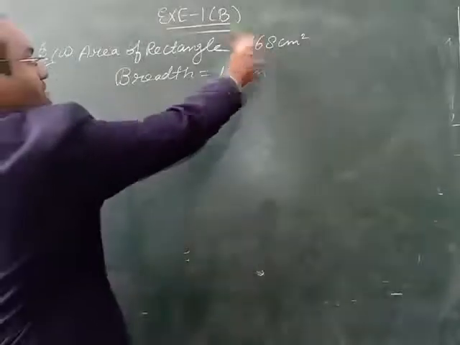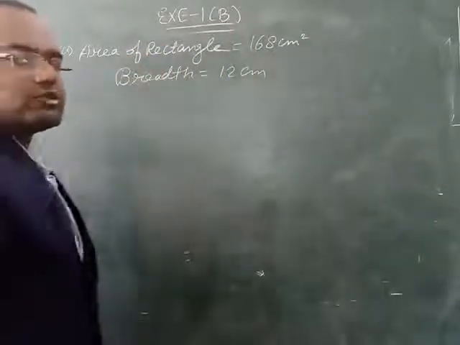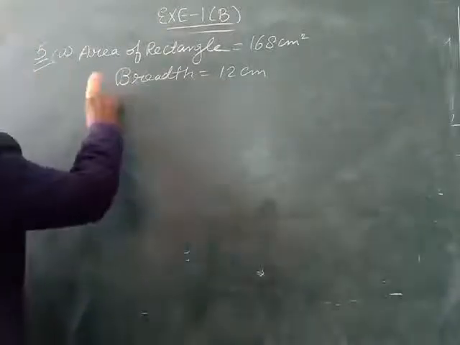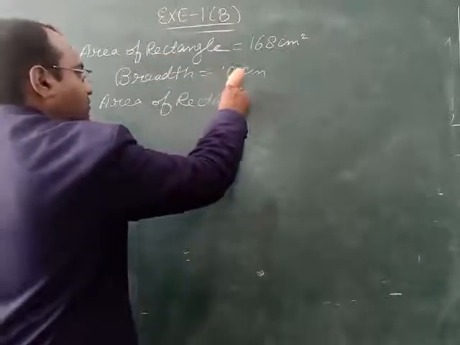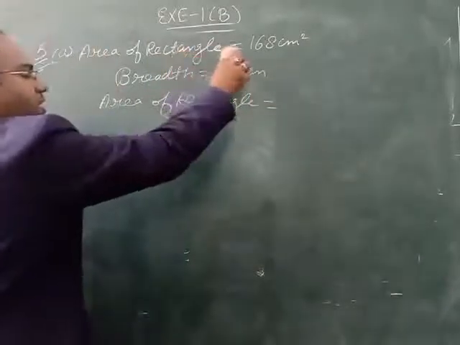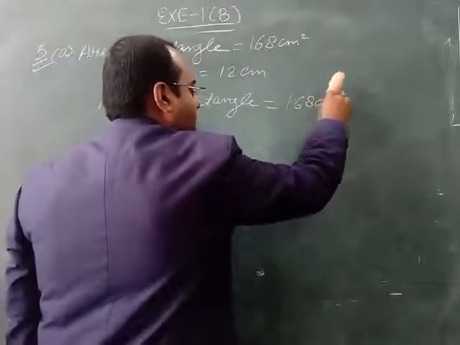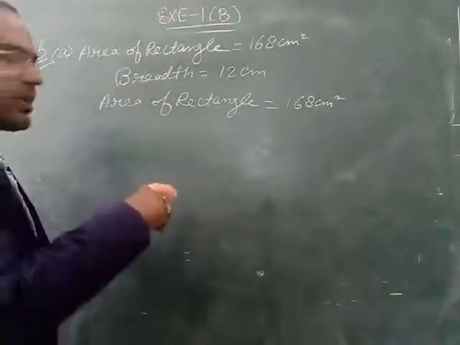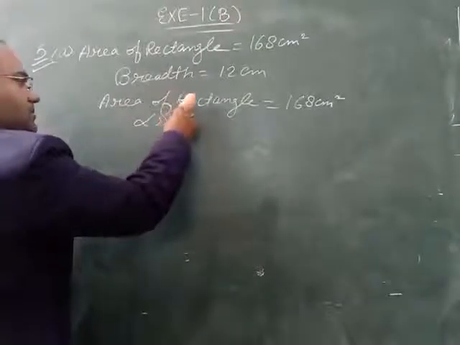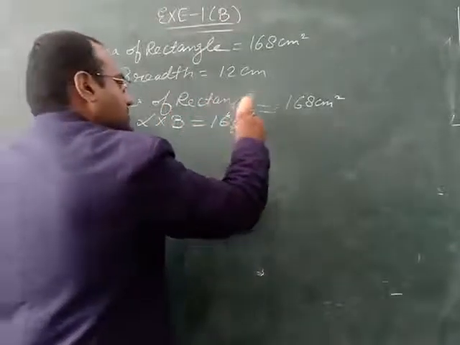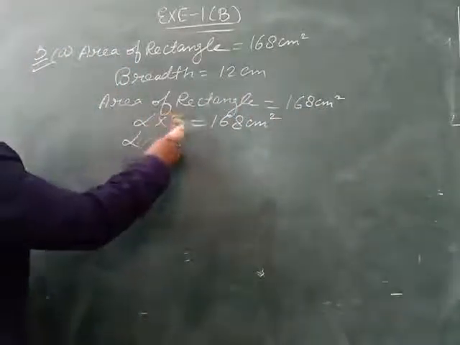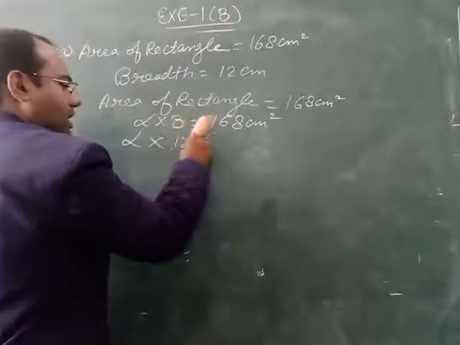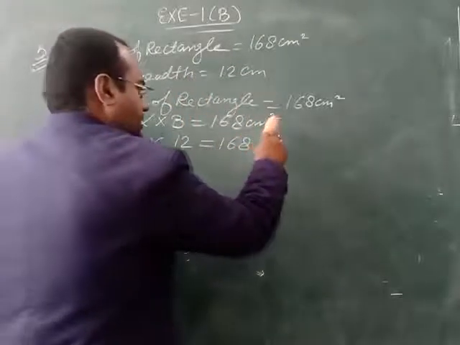So first of all, this is the value of area of rectangle, so we will use the formula for area of rectangle. Area of rectangle value is given. How much value is given? Area of rectangle is 168 centimeter square. Area of rectangle formula is L multiply B is equal to 168 centimeter square. Length value is not given, but the value of B is given here. Value of B is 12, so 12 L is equal to 168 centimeter square.